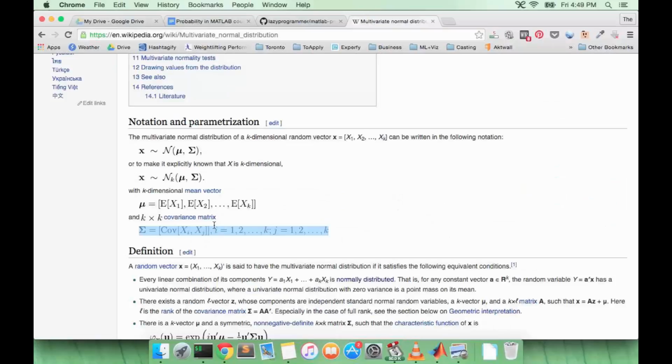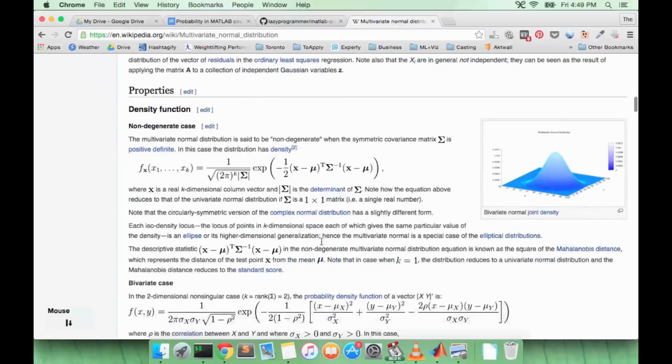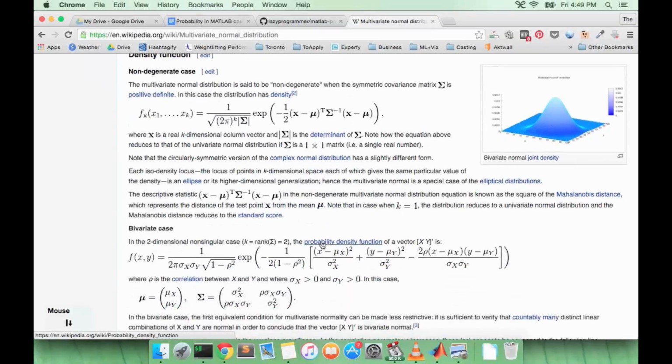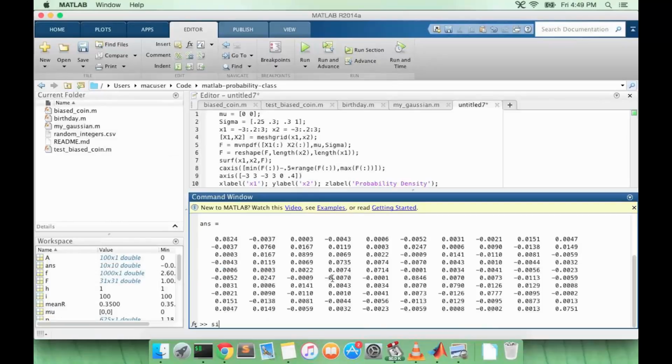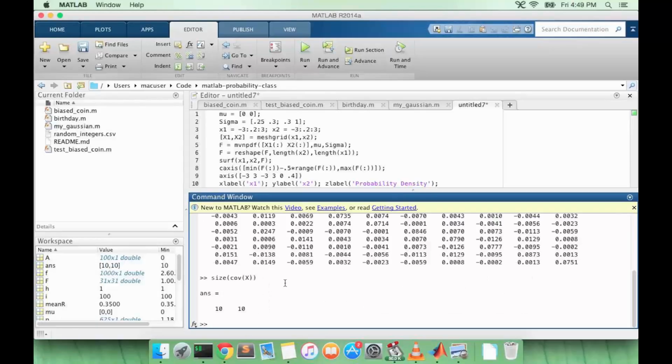And so you can see here the definition of the covariance matrix is the covariance of the ith dimension with the jth dimension, and that would be the ijth element of the covariance matrix. We don't really need to worry about how to calculate it because we are in the end going to end up using the MATLAB function cov. So let's check that covariance is 10 by 10. So our dimensionality is 10.